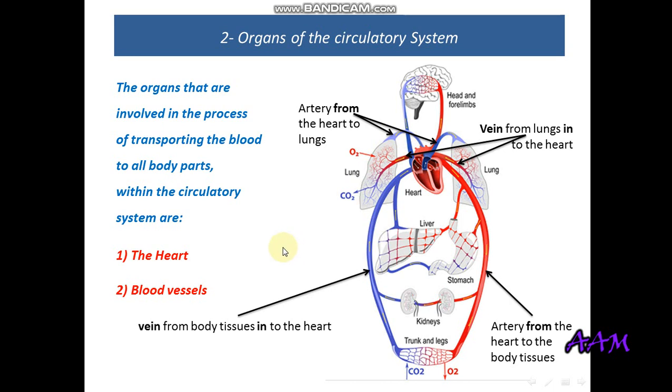So please, this is very, very important information in this lesson. You have to understand the difference between arteries and veins, from where they take the blood, from the heart to where.